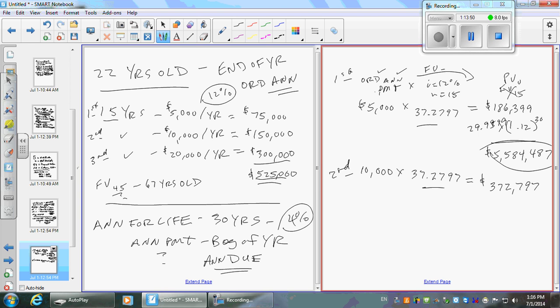So what we're going to have here is 372,797. Okay, that's what I'm going to have at the end of what? Let's start at the 16th year and go to the 30th. At the end of 30 years, I want to compound this for 15 years, so it's 1.12 raised to the 15th. What's that multiple? It's not intuitive, is it? It's nowhere near 30, is it?